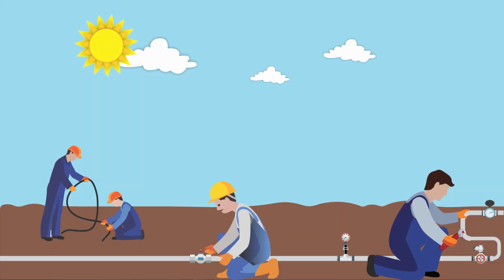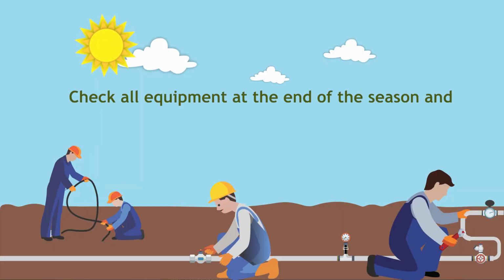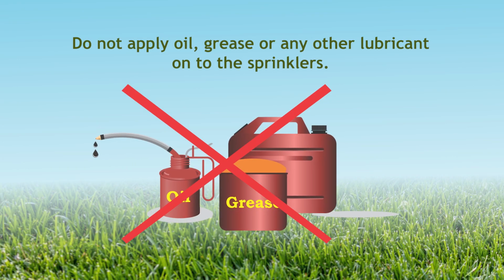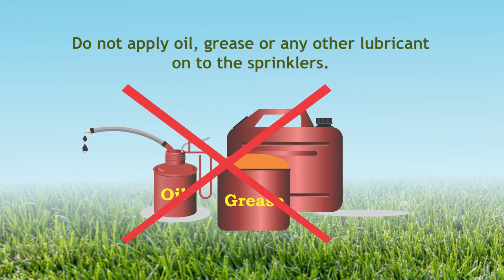Maintenance of sprinklers. This is very important. In order to maintain the sprinklers, you need to check all equipment at the end of the season and make necessary repairs and replacements so that the equipment is ready for the next season. Do not apply oil, grease or any other lubricant onto the sprinklers. They are water lubricated, and using oil, grease or any other lubricant may make them defunct.